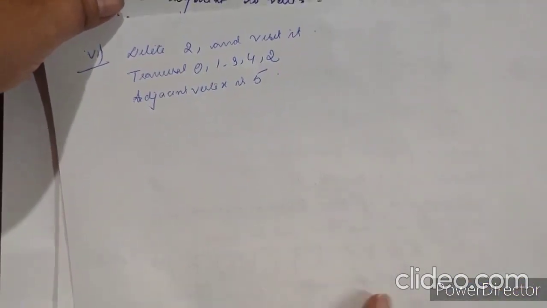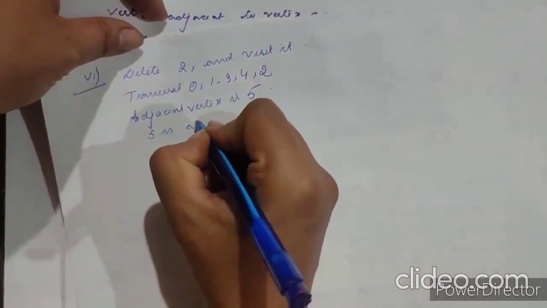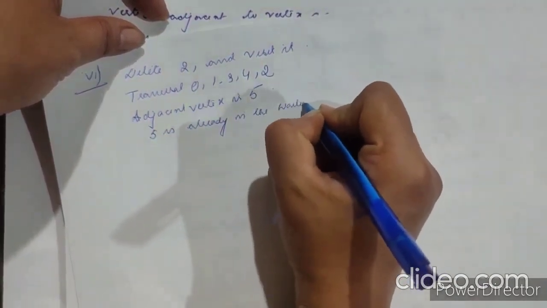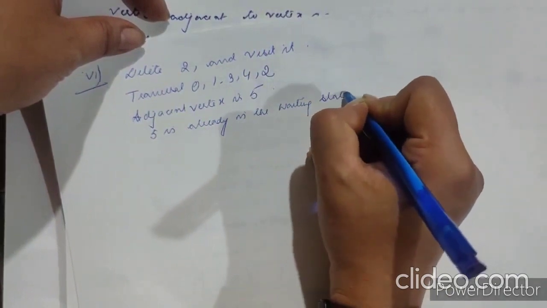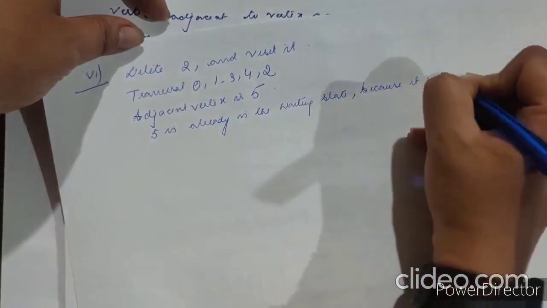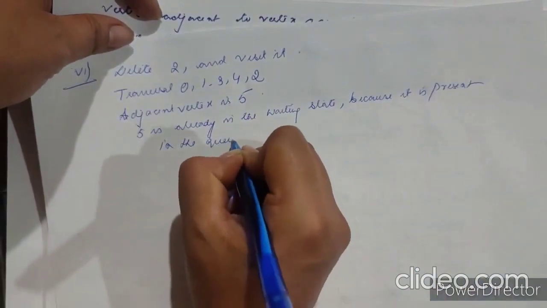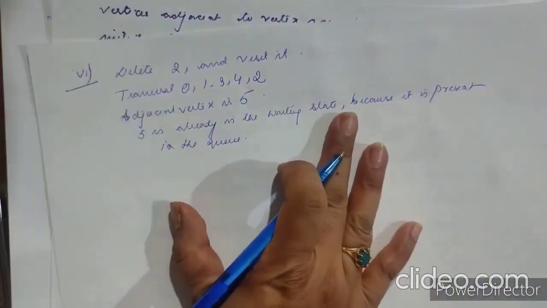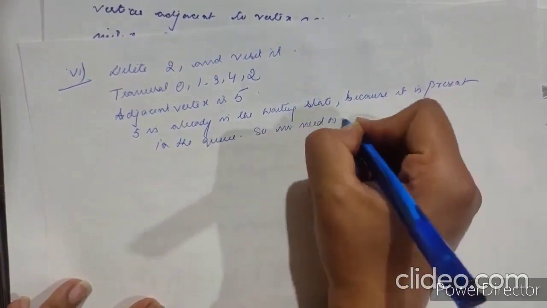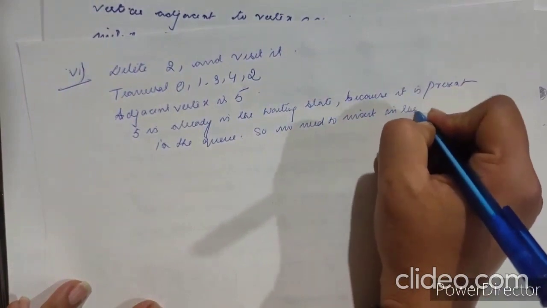Now 5 is already in the waiting state, because it is already present in the queue, so there is no need to insert it in the queue again.